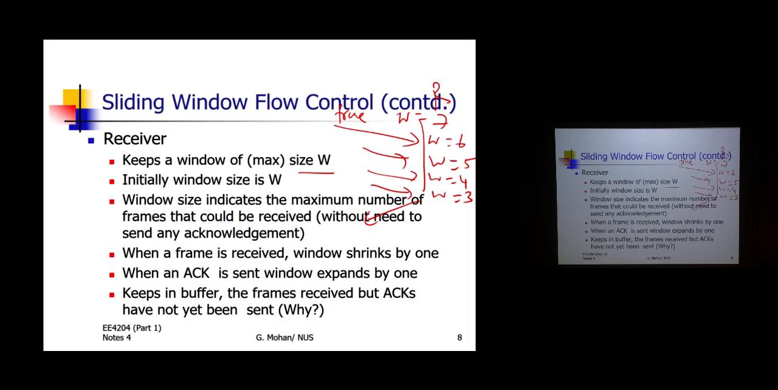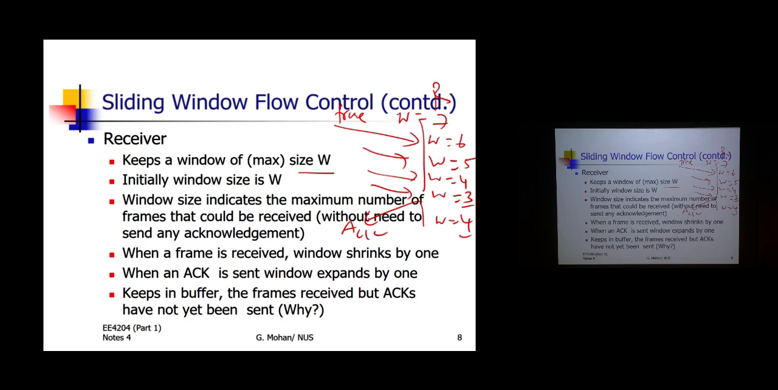Let's say it transmits an acknowledgement. When it transmits an acknowledgement, the window will expand. 3 becomes 4. Is that fine? So initially W equals 7 means it can receive up to 7 frames. Then 6 frames, 5 frames, 4 frames, 3 frames. Now it transmits an acknowledgement. It helps the sender to expand the window by 1. That means it can receive 1 more frame. Compared to W equal to 3, now it is W equal to 4. Okay. So that's what it says.